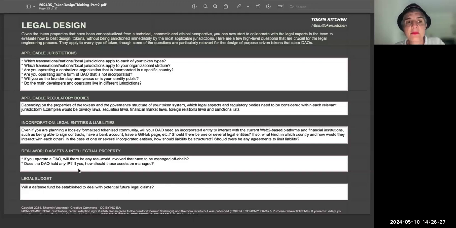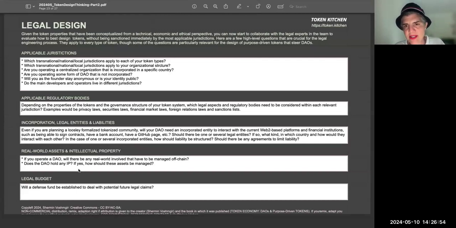Then the case is clear. But if you're operating some form of DAO, will you do that in some form of incorporated way or not? And there are many legal designers that have experience of how to circumvent the non-existence of DAO laws through foundations in Liechtenstein or whatever, very complex answers. We cannot cover them. You will need to hire lawyers.